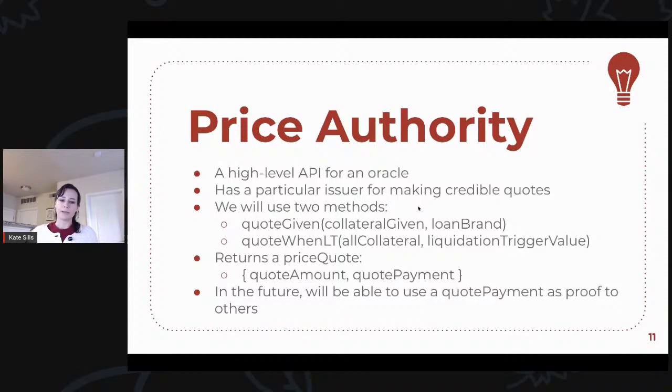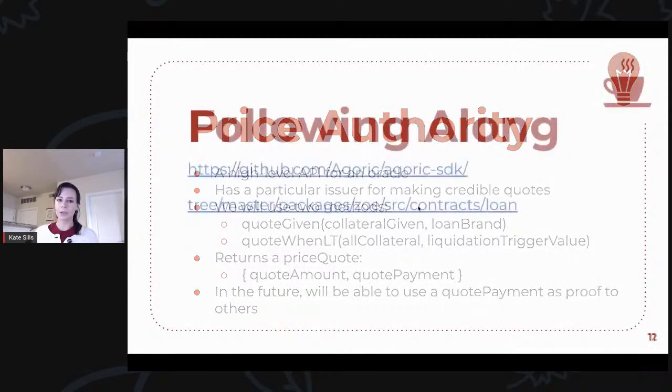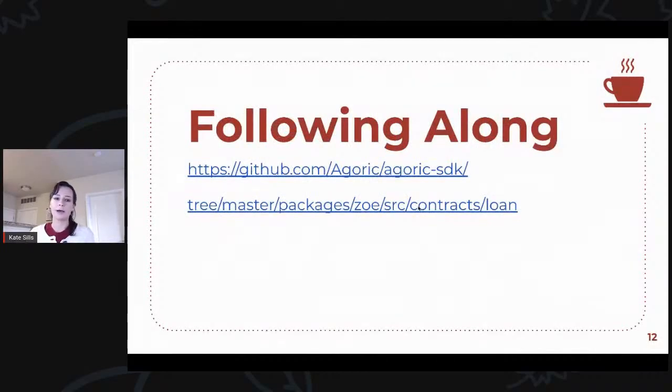So both of these methods, eventually, they return promises, but they return a price quote, which is a record that includes a quote amount and a quote payment. So in the future, we don't have this worked out entirely yet or coded entirely yet, but in the future, you'll be able to use this quote payment as proof to others that a quote was given, which is very cool. Okay, so if you're following along, we're going to be looking at the loan contract within Agoric SDK. It's under the Zoe package. So you go to Zoe source contracts and then loan.